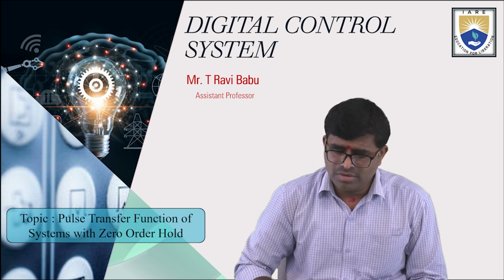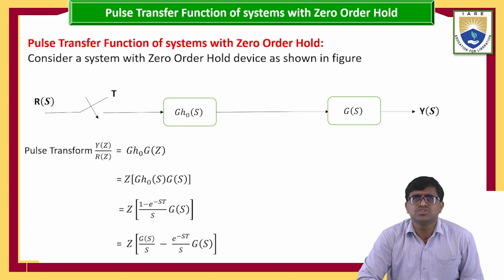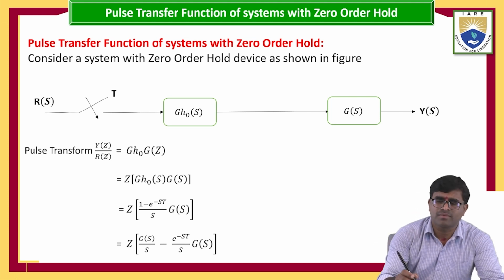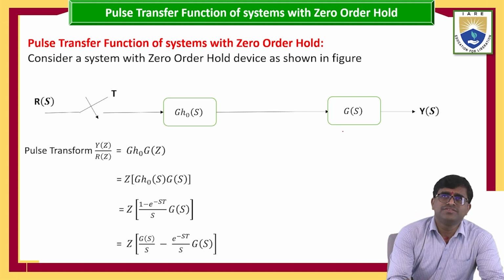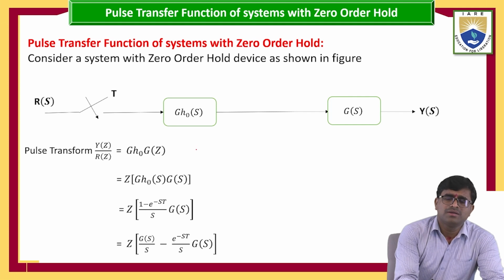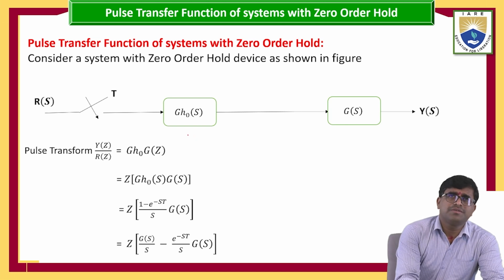So now I am considering the zero order hold block diagram, which is connected to a single block, that is G of S. This G of S is nothing but one of the forward path functions. For this one, I am connecting the zero order hold device block.